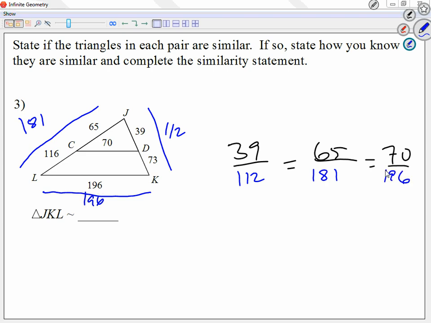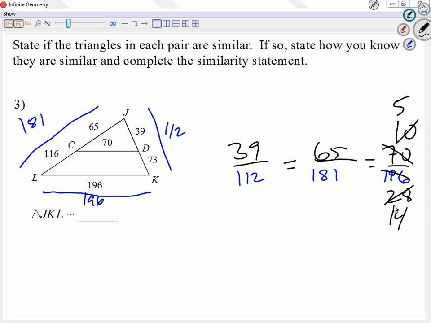So the way we can check if these things are proportional, one, we can simplify each fraction. They should all simplify to the same thing, or we can cross multiply. Let me try to simplify. 70 and 196. Let me divide each by 7. So that's 10. 196 divided by 7 is, let's see, 28. 10 and 28, I'm going to simplify this to 5 over 14.